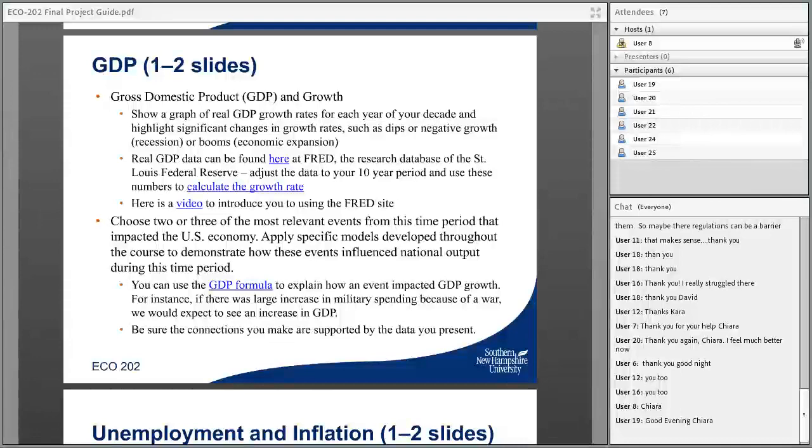So unemployment is a survey. If you do not explain that there's been a survey and that information is used to then calculate unemployment, you will not be able to be exemplary for that category.